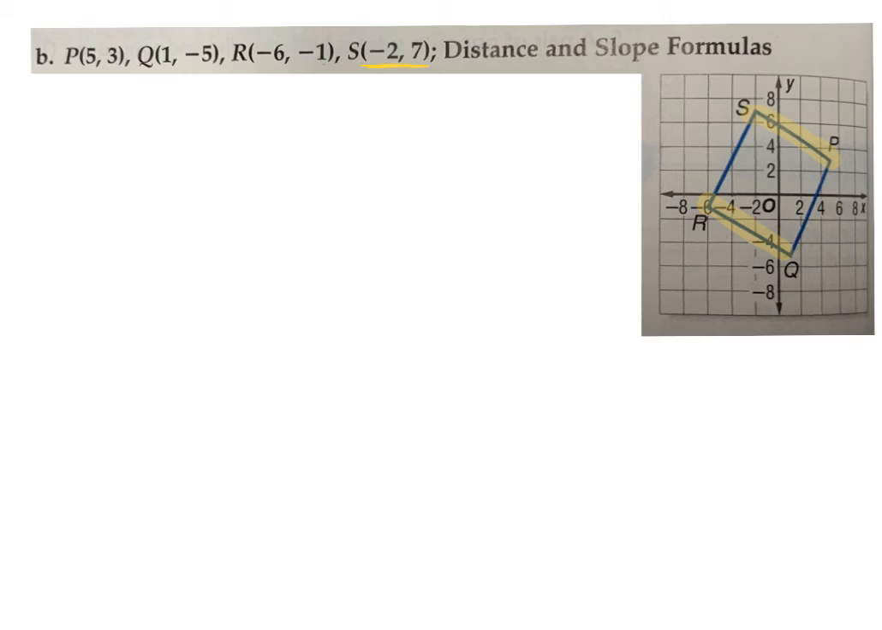So if I go S and P, my slope formula. So I'm going to say 3 minus 7, y is on top, 5 minus a -2, x is on bottom. I will get -4 over +7, -4/7. And if I do the same thing for my R to Q, I'm going to say -5 minus a -1 over 1 minus a -6. Again, I will get -4/7. So I now know they're parallel. That much I know. I just need to prove that they are congruent.